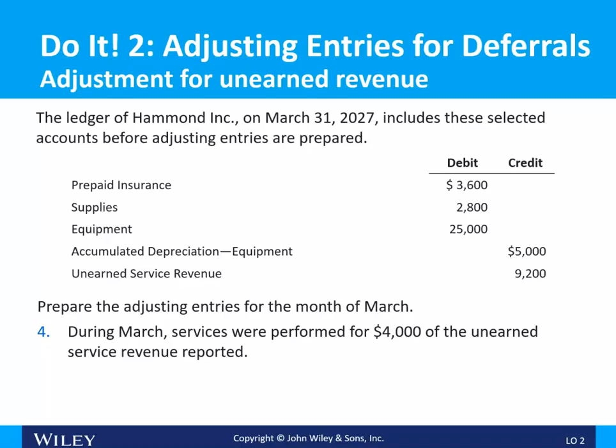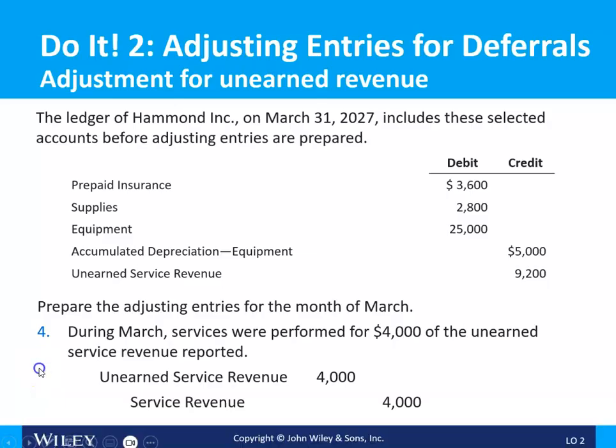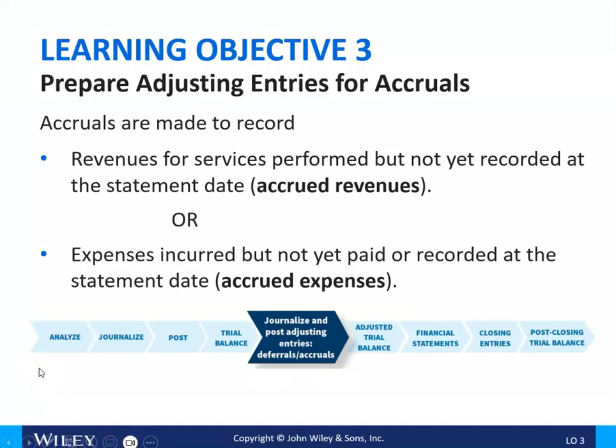Finally, during March, services were performed for $4,000 of the unearned service revenue reported. Okay, so it's telling us that of the $9,200 liability we have, we've performed our obligation for $4,000 worth of that. So we're going to debit unearned service revenue $4,000, credit service revenue $4,000. So that's the deferrals.